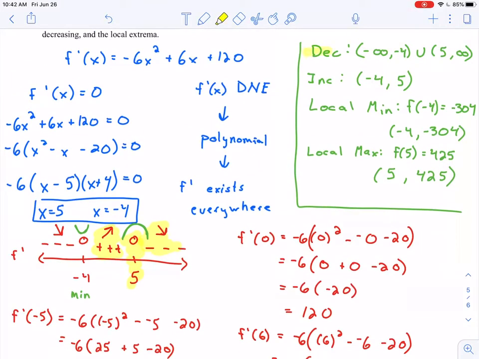So here's everything that the problem asked me for. I know where my function is decreasing. I know where my function is increasing. I know where I have a local minimum. I know where I have a local maximum.